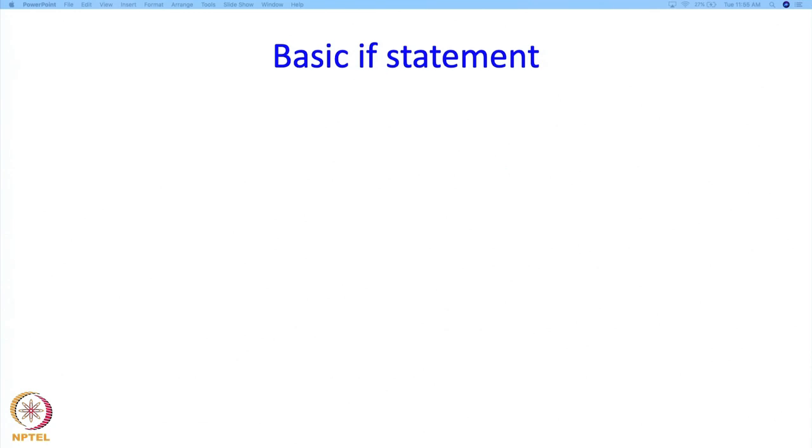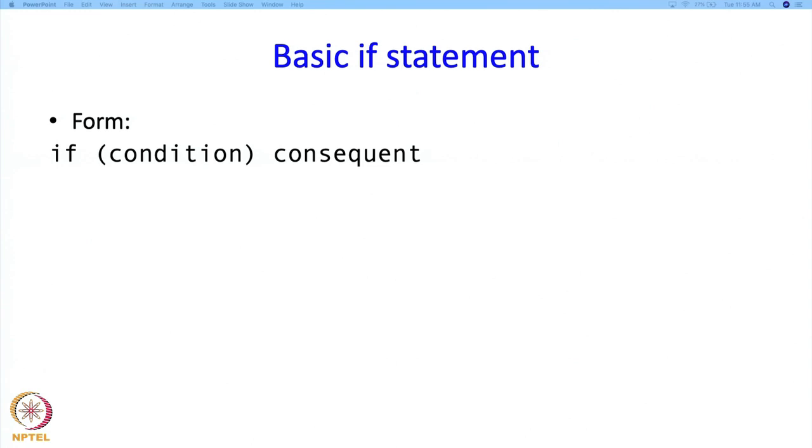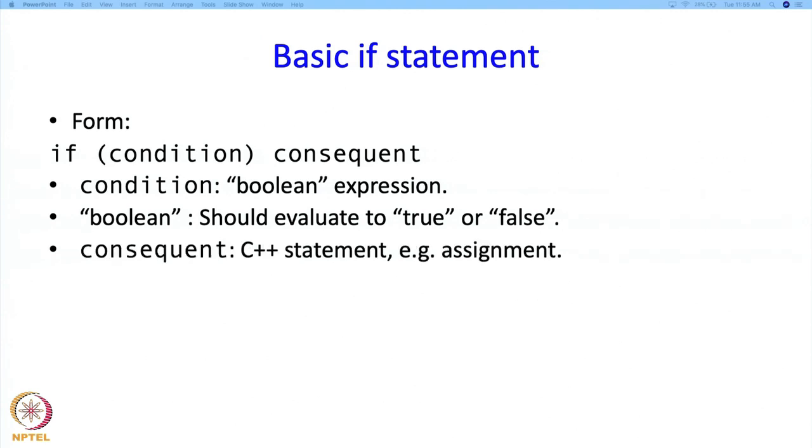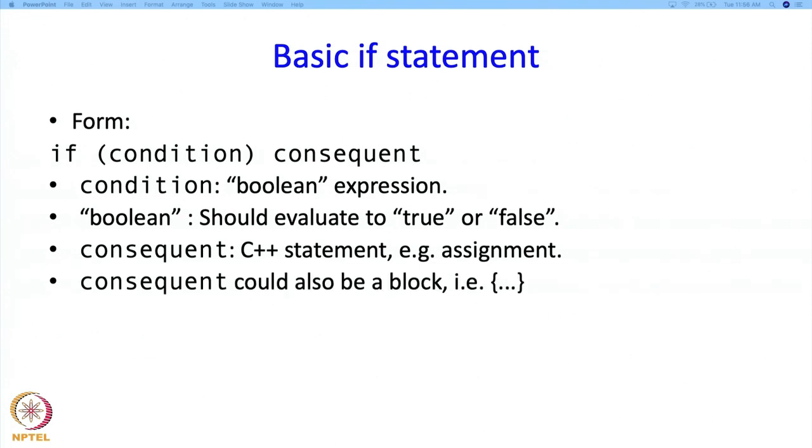Okay, so let's start with the basic if statement. The form of this is if, then in parenthesis condition and then the consequent. Here condition is a Boolean expression and I will explain what this means in a minute. A Boolean expression is something that evaluates to true or false. We will see this. Consequent is a C++ statement. For example, it could be an assignment statement. And consequent could also be a block. Again, what I mean by a block is a set of statements enclosed inside braces.